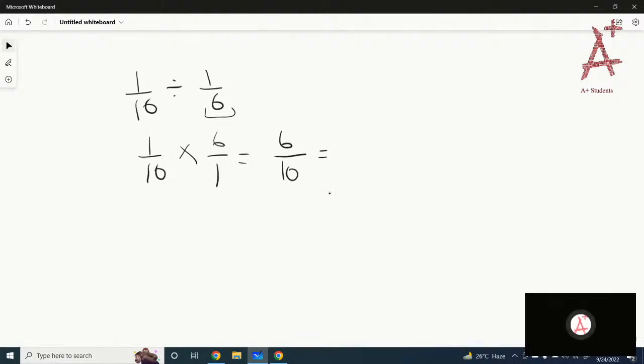So divide both the numbers by a common factor, that is 2. So divide them by 2. So 6 divided by 2 is 3 and 10 divided by 2 is 5. So it would be 3 by 5. Got it? Select the correct option and click on the OK button.